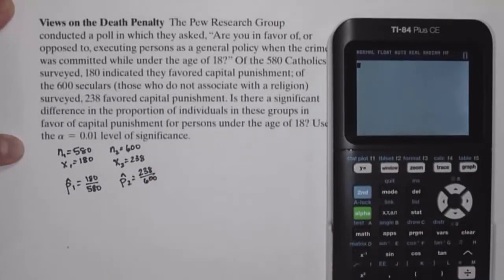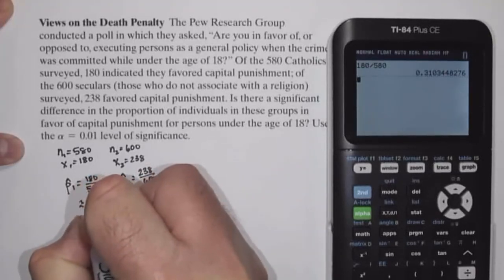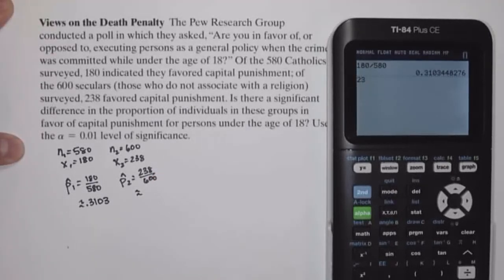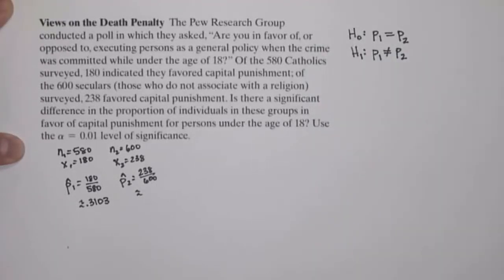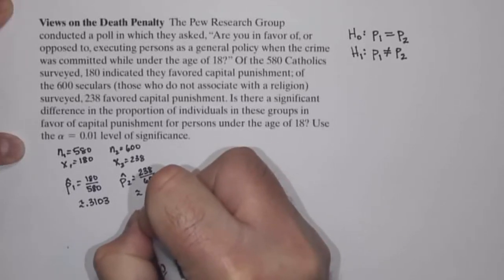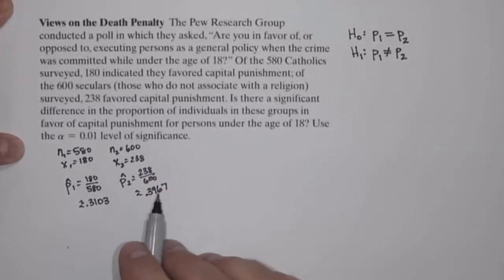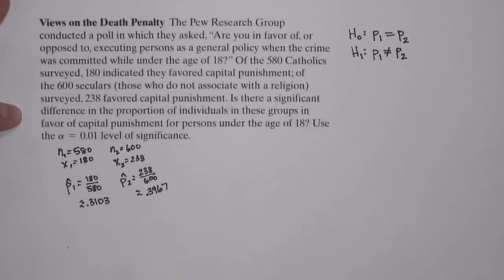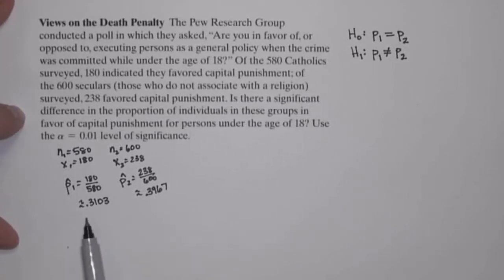Well, if we take 180 divided by 580, that is 0.3103 approximately, so about 31%. And if we take 238 divided by 600, that is about 0.3967. Now you want to carry this out at least to 4 or 5 decimal places so that rounding doesn't cause a serious amount of error. Probably I should have carried it out farther than I had here, but we're going to carry it out to 4 places in this particular case.